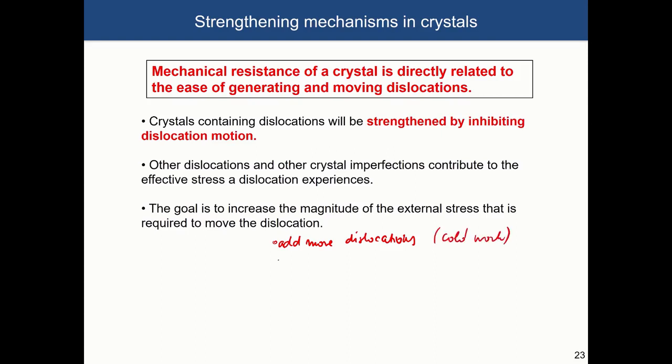We will also see that you can do alloying and you form a solid solution. In other words, you can introduce different types of impurities that will prevent the dislocation motion. You can form precipitates, or you can form different types of grains. Okay? You can change the size of the grains, their orientation, etc.